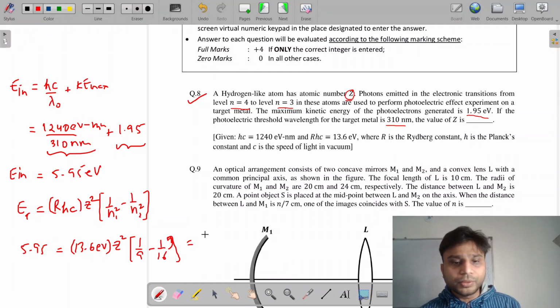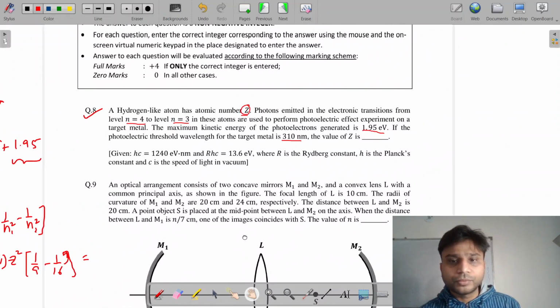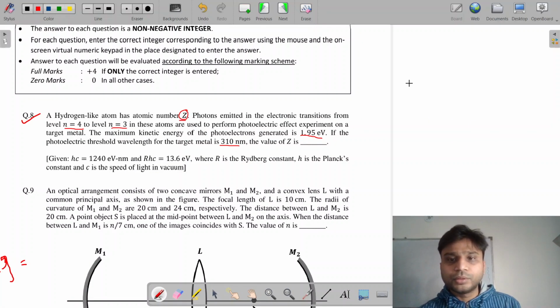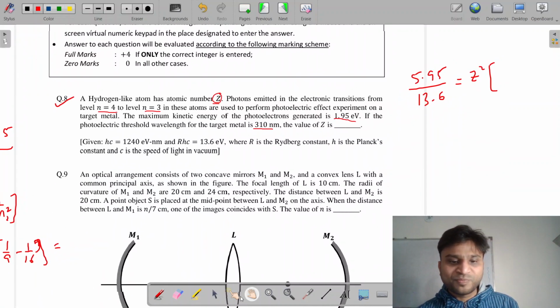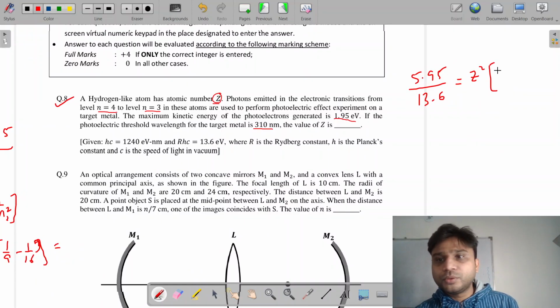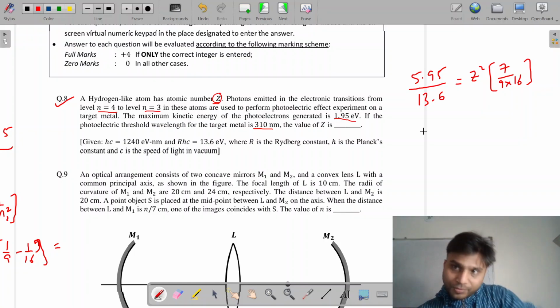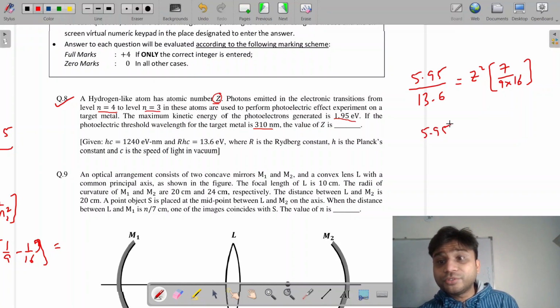Let's see what this value comes out to be. 5.95 divided by 13.6 is equal to Z square into 16 minus 9, that is 7, upon 9 into 16. So 5.95 into 9 into 16 divided by 7 into 13.6 is equal to Z square.